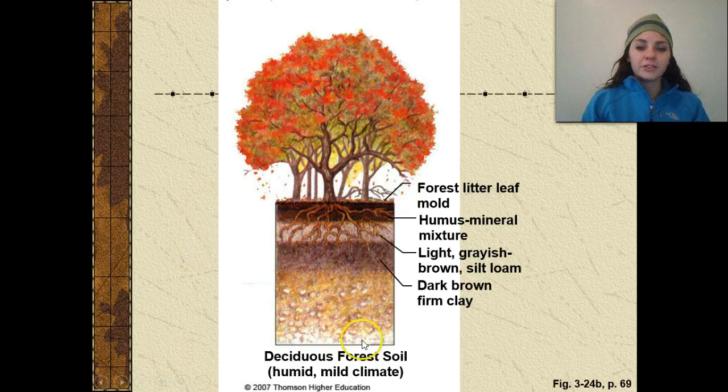We have our deciduous forest soil, and that biome is characterized by kind of a humid climate. It's also very mild. You see all of the different types of deciduous trees that shed their leaves in the winters. The forest is littered by a lot of leaves, molds. We have a very large organic layer. We have a very mineral dense humus layer. The next layer is going to be light, kind of grayish brown, a lot of silt and loam. And then we have our dark brown firm clay layer.